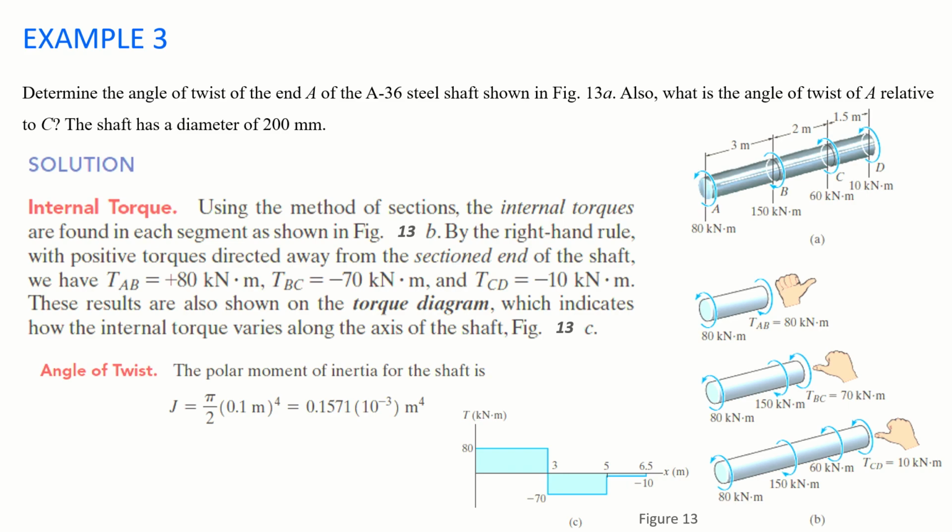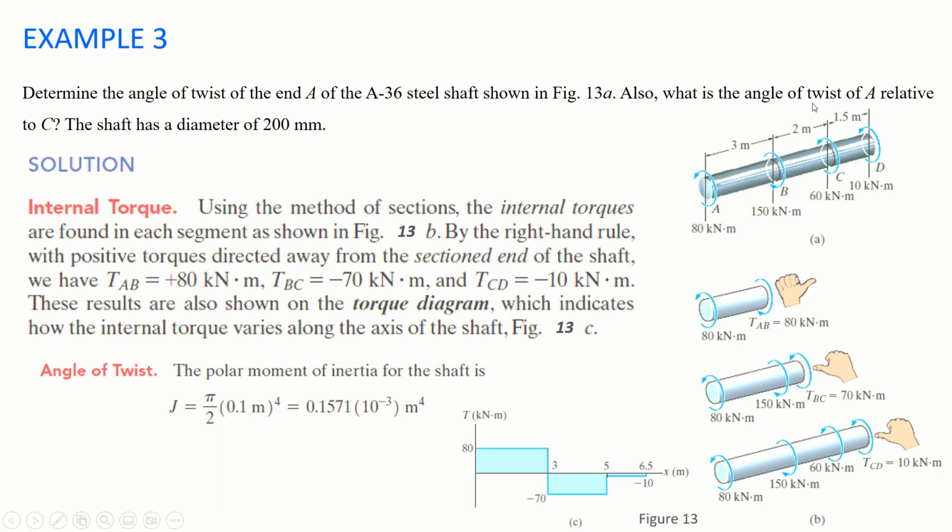Let's go to example 3. It says to determine the angle of twist of the end A of the A36 steel shaft. This is a steel shaft with points A, B, C, D. A torque of 80 is applied at A in the anti-clockwise direction, 150 at B in the clockwise direction, and 60 and 10 at C and D in the anti-clockwise direction. So three torques are anti-clockwise and one is clockwise, which is at B. Each segment has a different length: 3 meter, 2 meter, and 1.5 meter, right? Material properties are given; A36 steel is given.